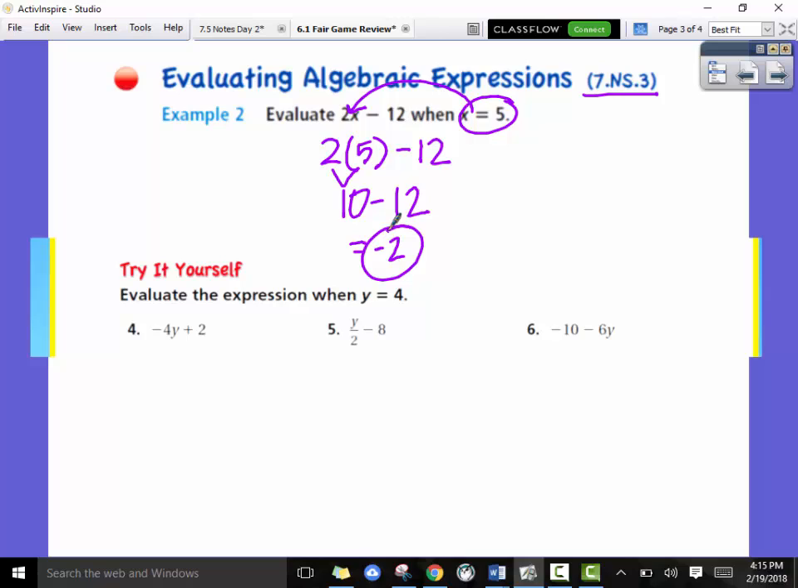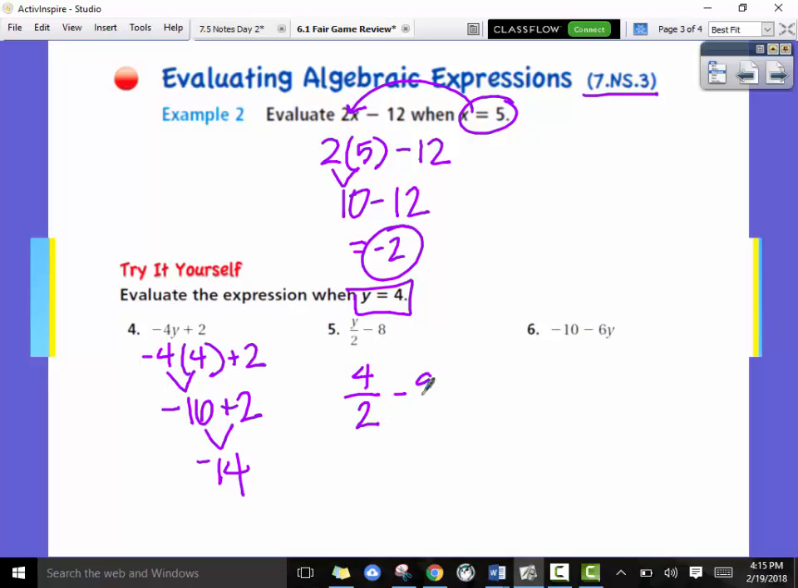Okay, when y equals 4 now, negative 4 times y plus 2. Instead of y, I replaced it with 4. Negative 4 times 4 is negative 16, plus 2 is negative 14. Y divided by 2, minus 8. So 4 divided by 2 minus 8. 4 divided by 2 is 2, minus 8 is negative 6.